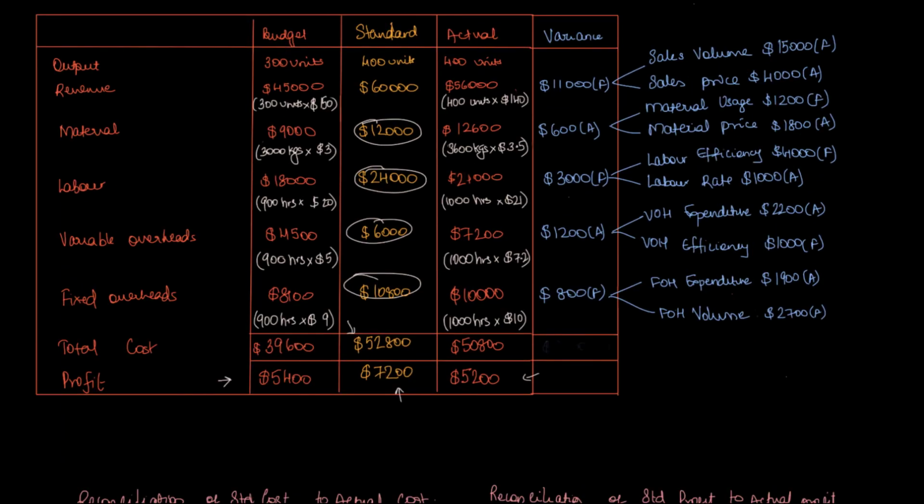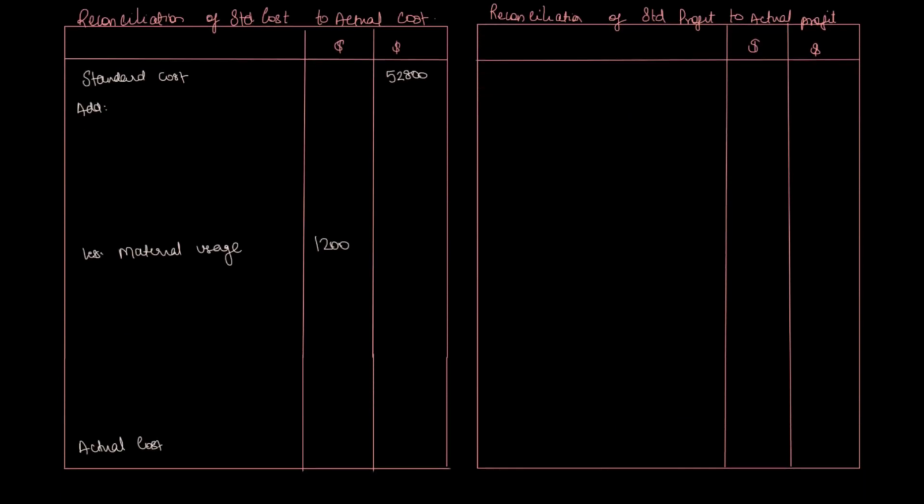Next one, we have material price variance, which is 1800 adverse. Now, when will a cost variance be adverse? When the actual cost is higher than the standard cost. So if I'm doing a reconciliation starting with my standard cost and I want to calculate my actual cost, I will have to add the material price variance, which is 1800.